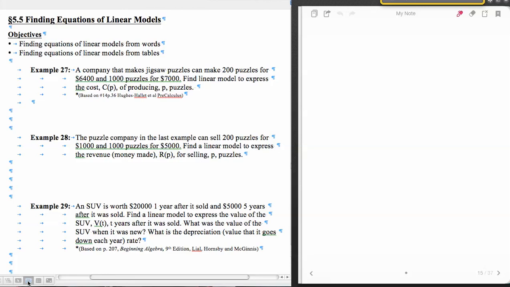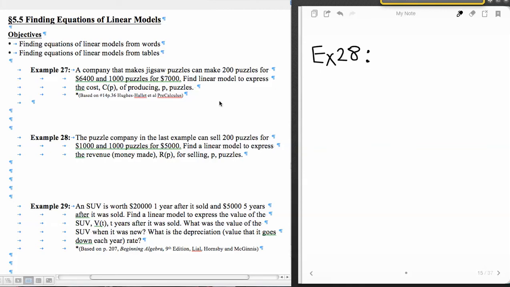We're going to continue section 5.5 with the next example. So what we learned in our first example was that we need to find a linear model by finding the ordered pair information that's being given to us from the words, and then use that to find the slope and the y-intercept using the slope formula and the point slope form.